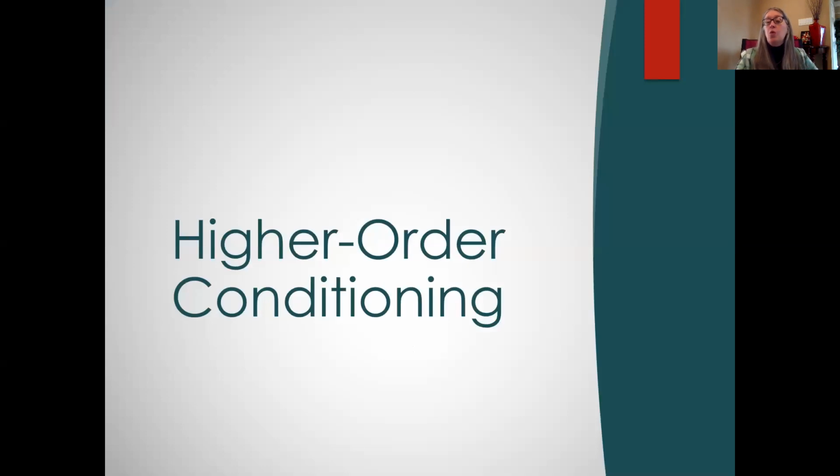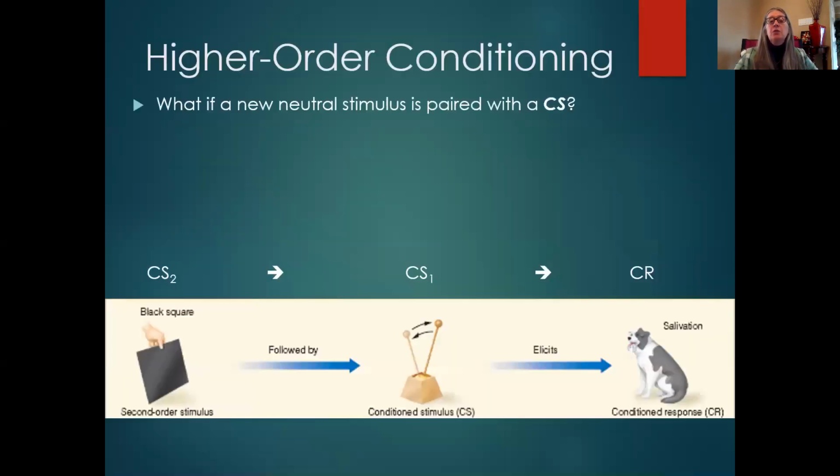Okay, so higher order conditioning. When we look at higher order conditioning, we're basically asking the question, what if the neutral stimulus was paired with a conditioned stimulus? So if you remember, Pavlov's going to have the metronome get paired with food and the dog salivates. So the dog gets exposed to the metronome, it's making that sound. Metronome sound, food, the dog salivates. Repeated many times. So now when the dog is just shown the metronome, the dog salivates.